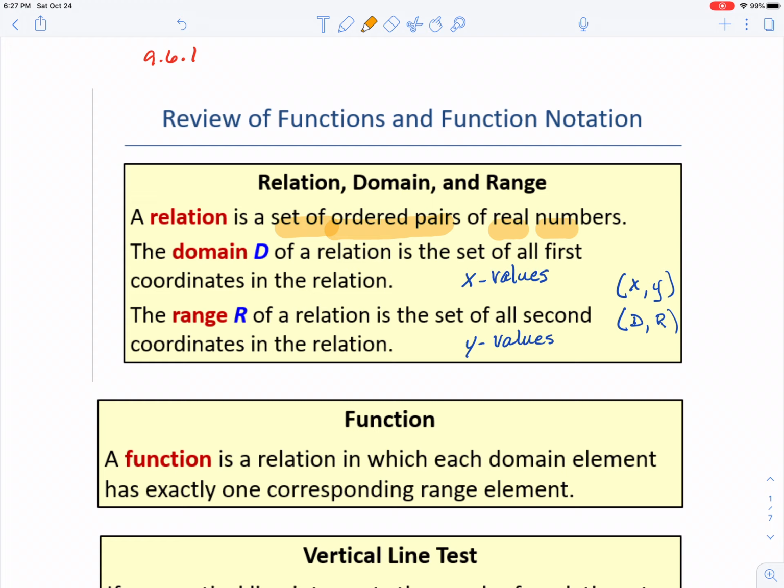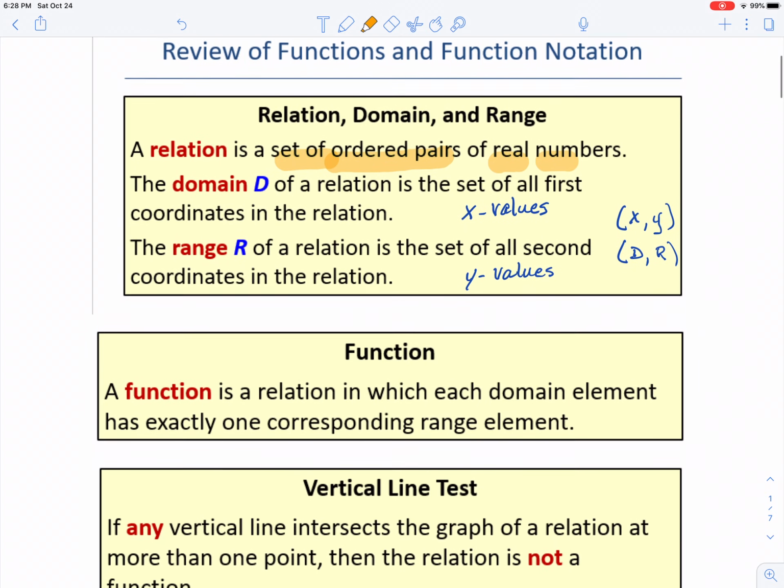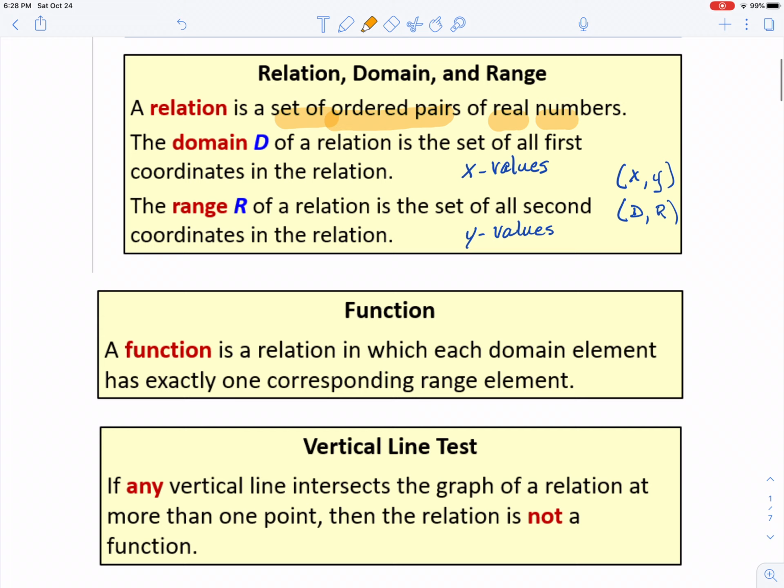All right, so within a relation, I think of that as the big umbrella word. Within a relation, there is a more refined definition, a smaller group of things called functions. And these are relations still, so they are a set of ordered pairs. But this time, those ordered pairs meet a further requirement. Each domain element has assigned to it exactly one range element. So for each first coordinate, there is assigned one and only one second coordinate.